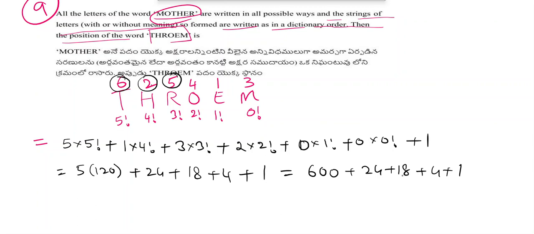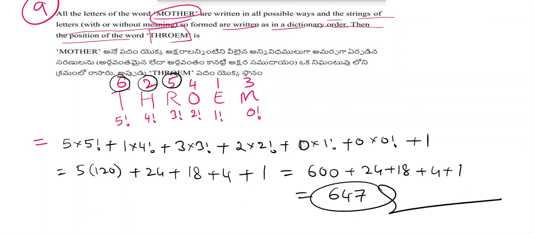That is 47, so 600 plus 47, that is 647. This is the rank of the word THEOREM. The position of the word THEOREM is 647.